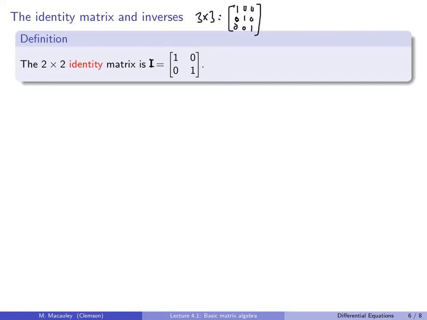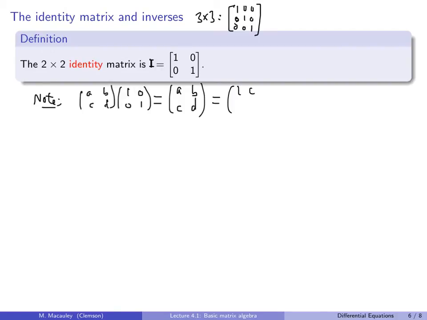So why is this called the identity matrix? Note, simple observation: take any 2 by 2 matrix, A, B, C, D, and multiply by the identity, 1, 0, 0, 1, and look what we get. Notice we get A, B, C, D. Check for yourself. And similarly, this is also what we get if we multiply in the opposite order. So this is the matrix analog of the multiplicative identity, which is 1.